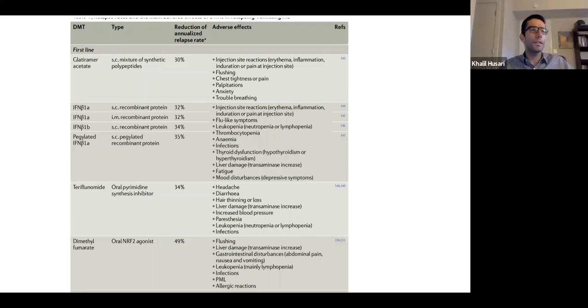Oh, okay, great. Okay, perfect. So usually we divide the disease-modifying therapy into either first line and second line. And there are usually two schools of thought that are debated in how to treat multiple sclerosis.